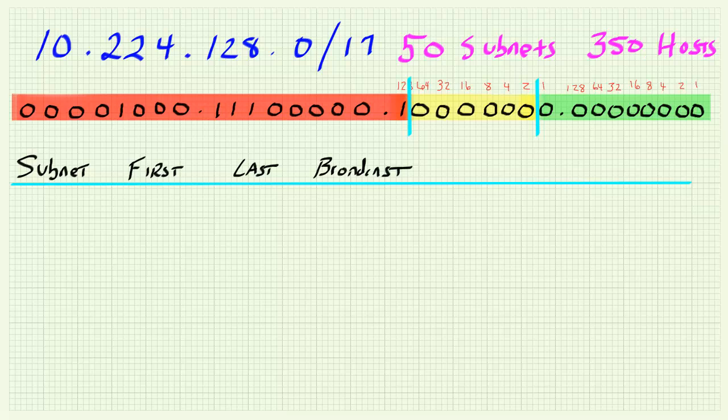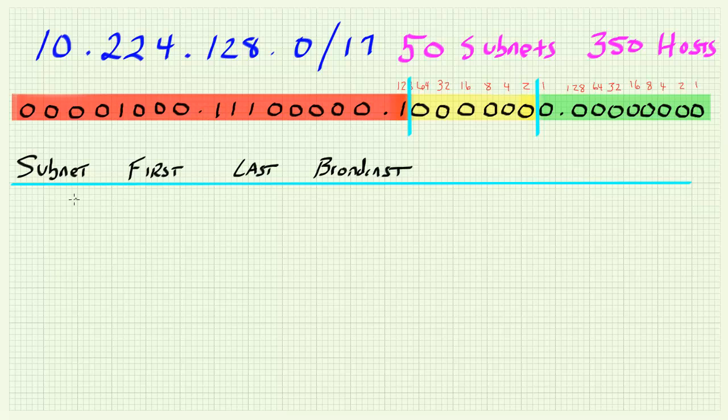So let's take what we're given and see if we can answer the by now familiar questions that we know we'll always need to be able to answer when we're working through subnetting problems. And that is, what is the subnet ID? What is the next subnet? And then the next subnet after that. We won't do all 50, but we'll do the first several so you can see how this works.